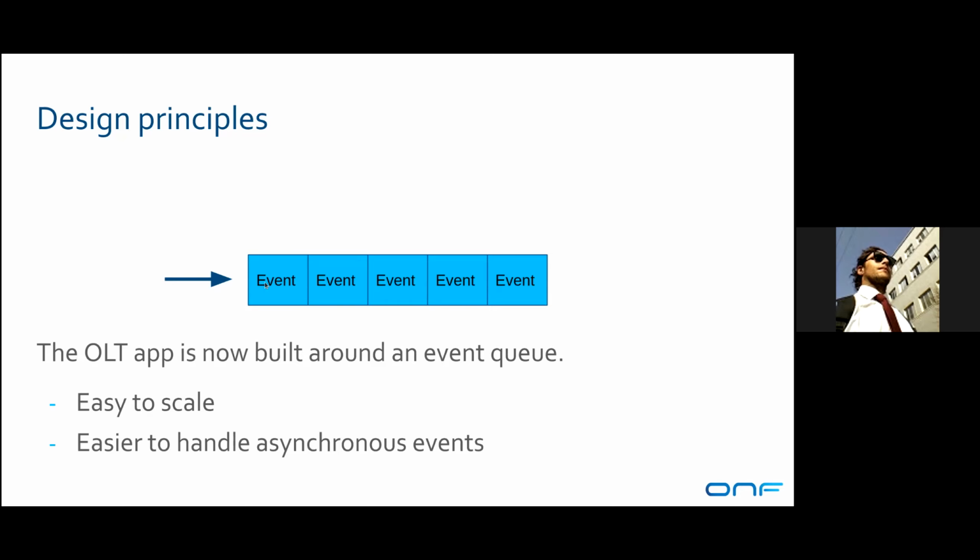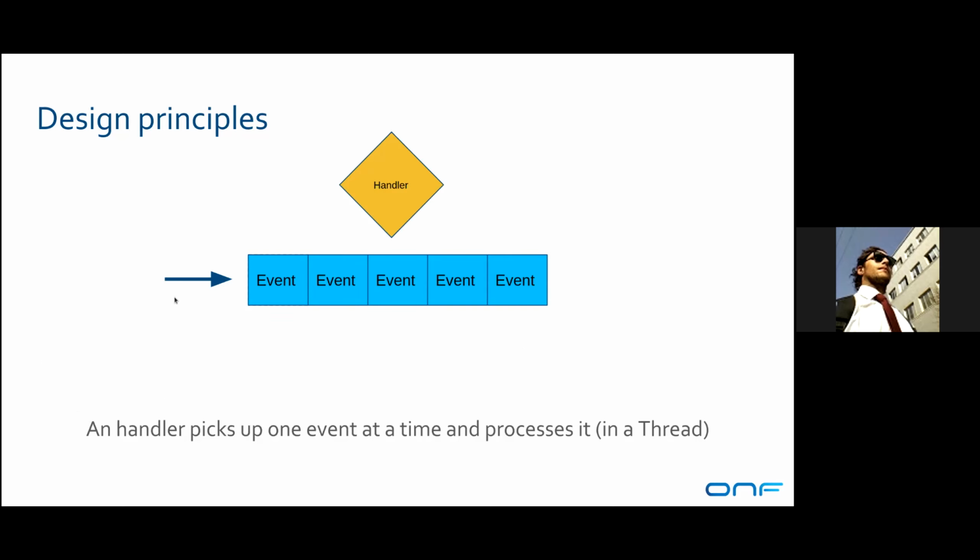The basic design principle is built around a queue in the application. Anytime an event happens, we add that event to the queue. Events can be a port that goes up or down, a new port that is added, a device that is removed, a subscriber that is provisioned, and so on. There is a handler that runs in its own thread and picks up one event at a time, spins up a new thread and processes these events. Anytime the handler does this, the event is removed from the queue.